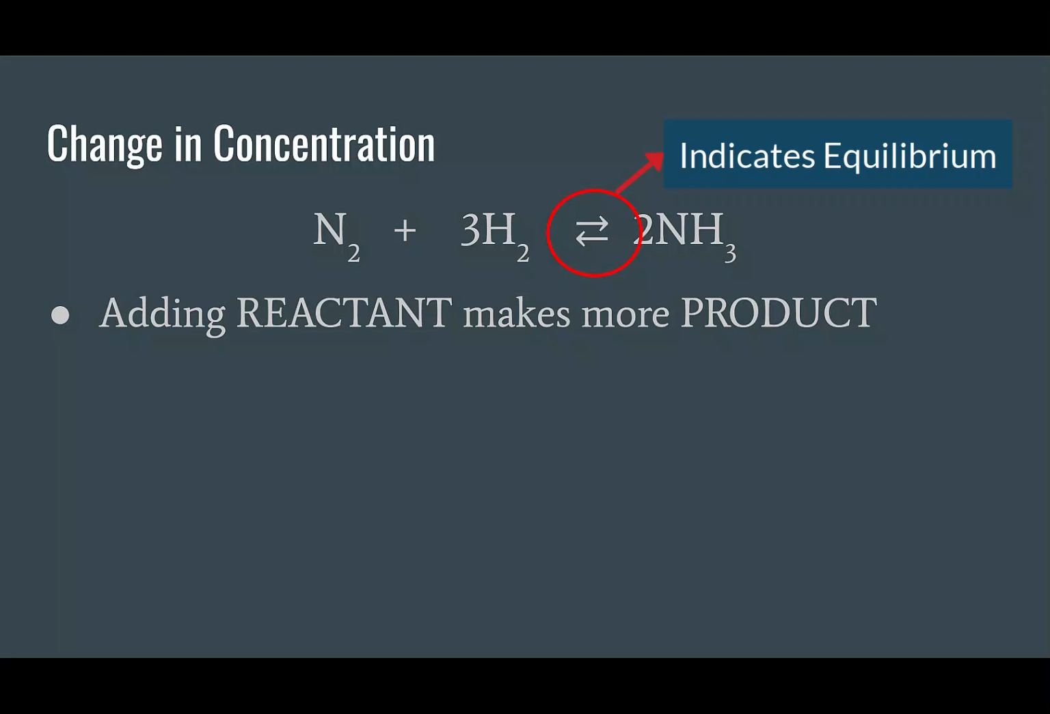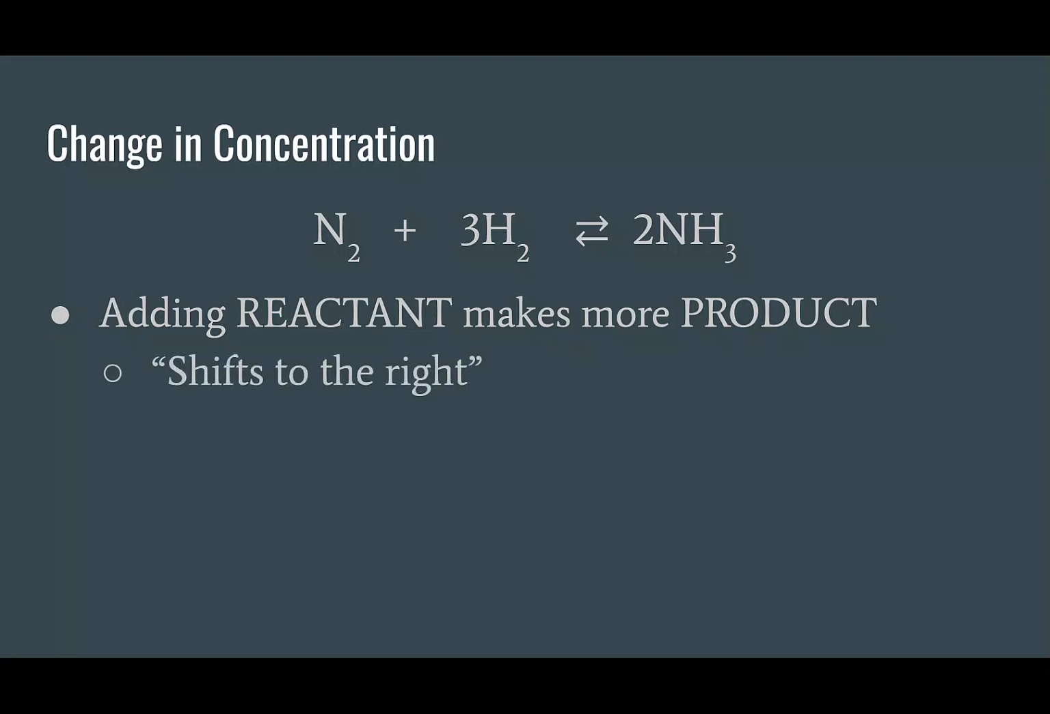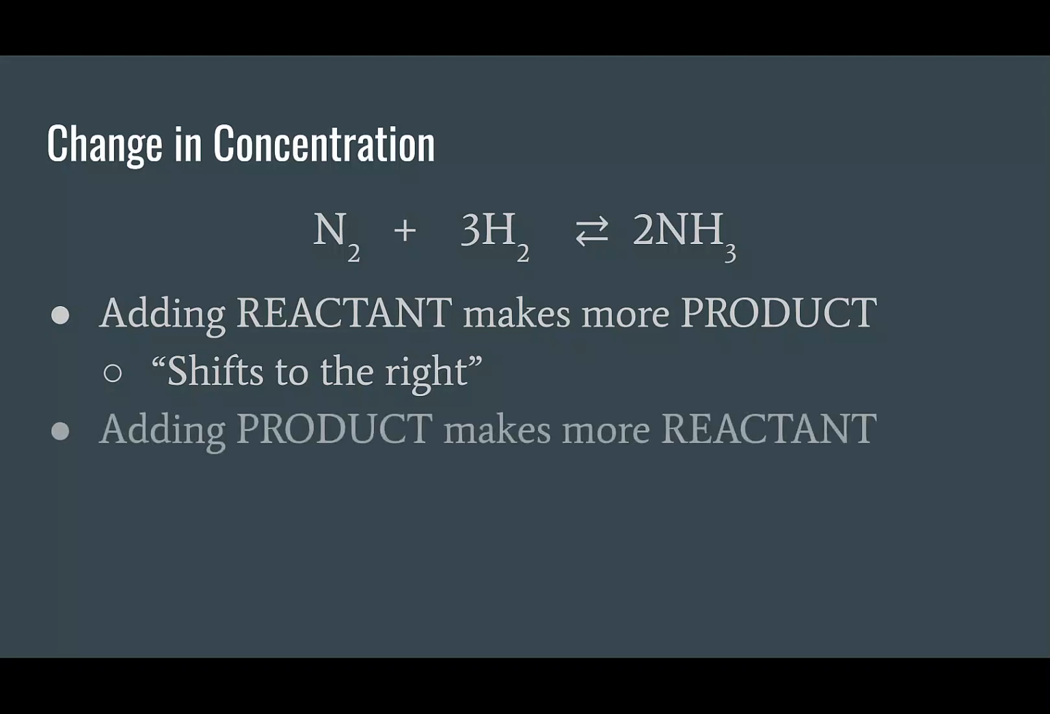When we add more stuff on the left, it will automatically shift to start making more product, okay? So this is what's called shifts to the right. So if we have more N2 or H2, we'll start producing more NH3. The reverse is also true. If we add more NH3, we'll start making more H2 and N2 to use up the extra.